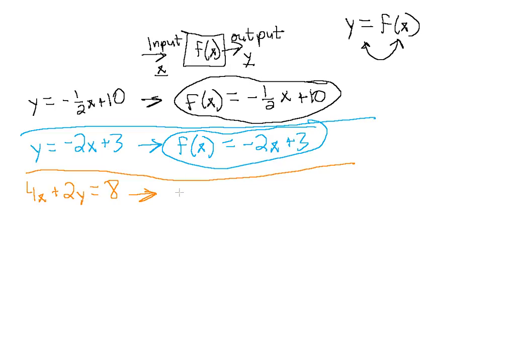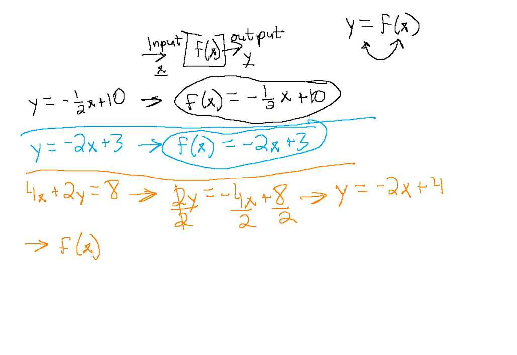So let's go ahead and move 4x to the other side. So we have 2y equals, we're subtracting 4x from both sides, so we have minus 4x plus 8. And then we can simply isolate y by dividing by 2. So let's divide everything by 2. This cancels, so we have y equals minus 2x plus 4. Okay, so now we have it in slope-intercept form. We have our y isolated, so we can write our functional notation. We have f of x equals minus 2x plus 4. And that's the equation of our function.